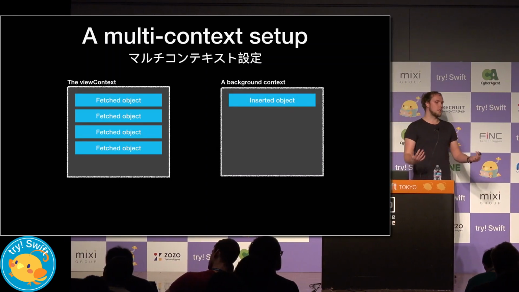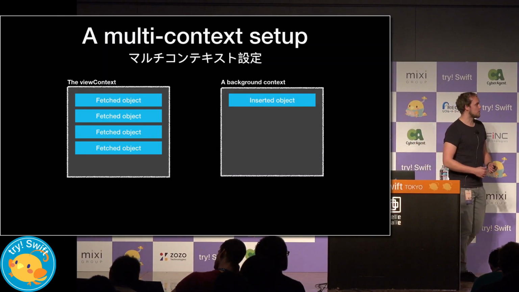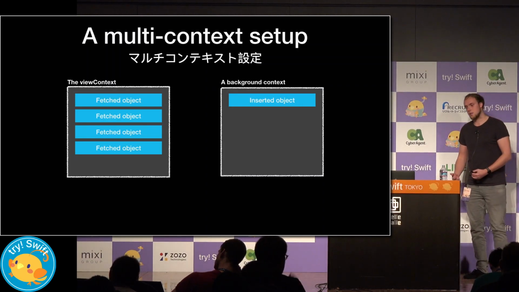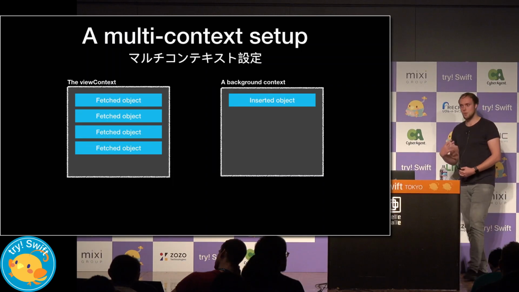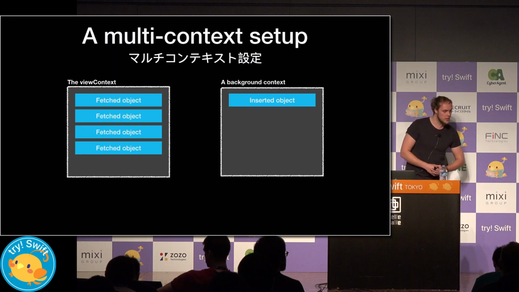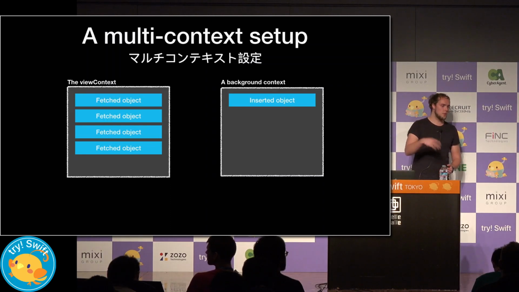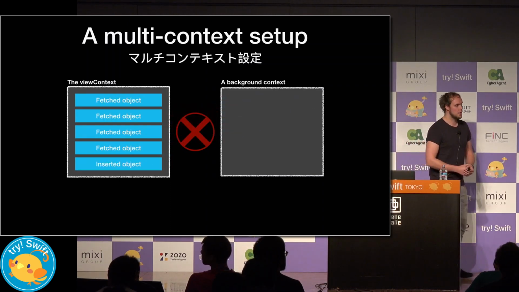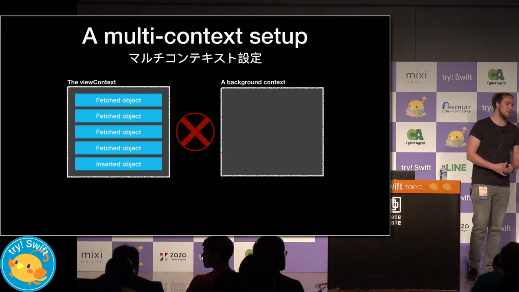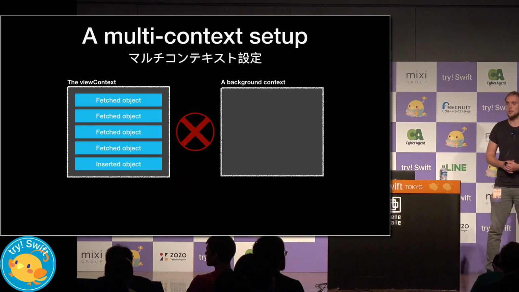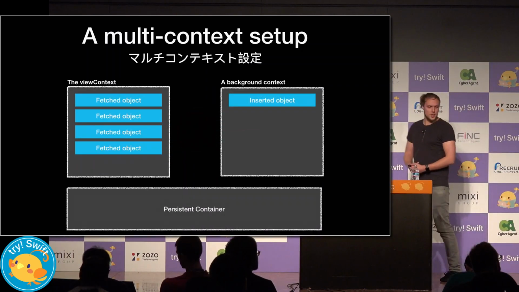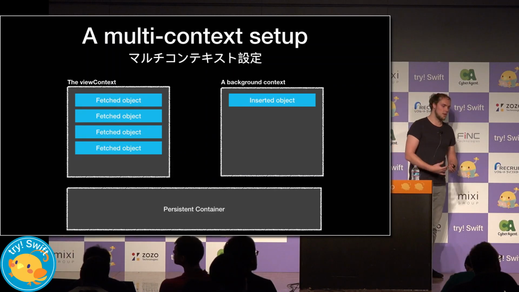So let's say you have this situation. You have your view context with the fetched objects in it. You're creating a background context which you're using to pull in data from a remote server. So you have your inserted object, because there was only one change in this case. You might be tempted to just throw that over to the view context. This doesn't work that way. Your app might not crash immediately, but eventually you will get some very obscure crashes that can be very hard to track down. So instead, we do everything through the persistent container.